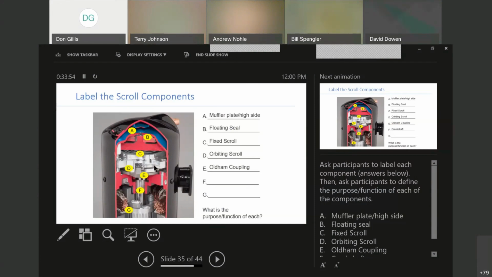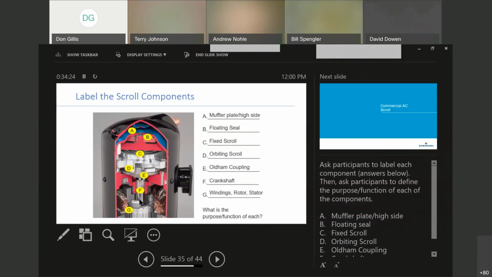And then we have E. That's our Oldham coupling, kind of our secret sauce. Between that and the floating seal, I found that really fascinating when I got here a few years ago and had to learn all of this. I found those two pieces, and the scroll set itself is fascinating, but I found the floating seal and the Oldham coupling to be kind of the secret sauce behind everything. The F obviously is our crankshaft, and then G is the windings, the rotor and the stator, and the purpose of all of them, okay?